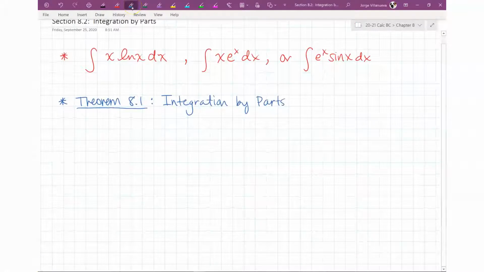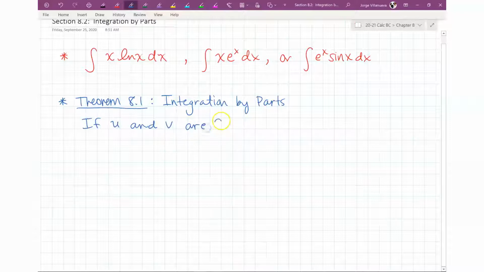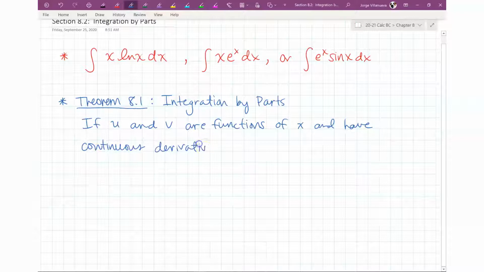All right, so this is what this theorem says. It says if u and v, now these are functions, okay, of x and have continuous derivatives, then if you're integrating a function that's u dv, then your answer is u times v minus the integral of v du.